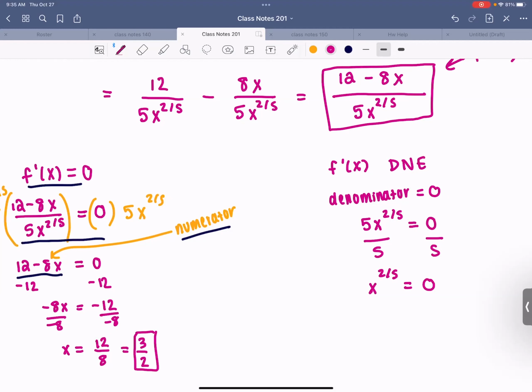What should I do on both sides? The power of 5. Yeah, right. We have a denominator of 5. So because of this, maybe we should raise something to a power of 5. I'll do that in a different color.